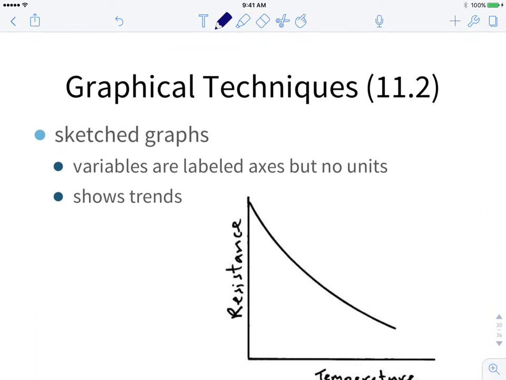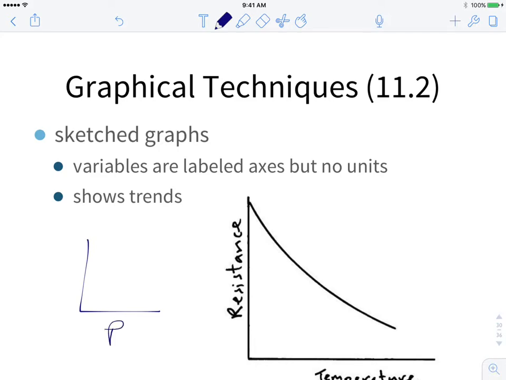So the last thing that I want to talk to you about briefly is graphical techniques. There's two kinds of graphical techniques that you're going to be required to do. One is like a sketched graph. We do this all the time. Here's resistance versus temperature if you're talking about viscosity or something like that. But we do this all the time when we do something like Boyle's law. Remember what Boyle's law is? Think about that one. Pressure versus volume.